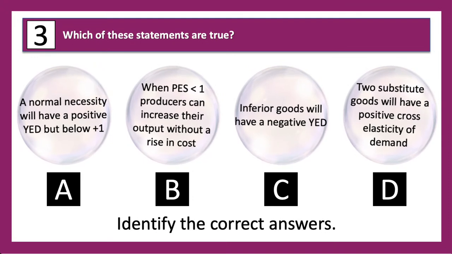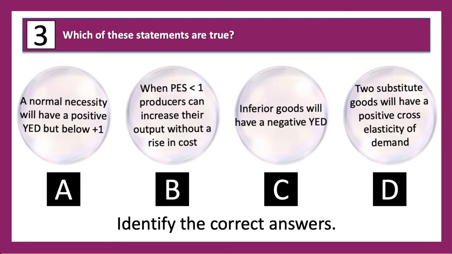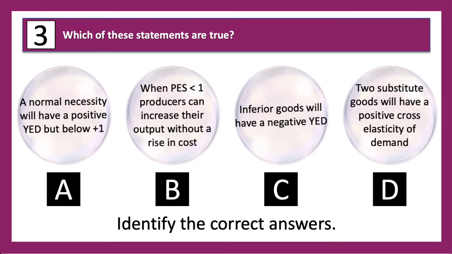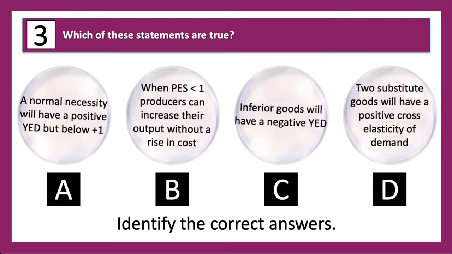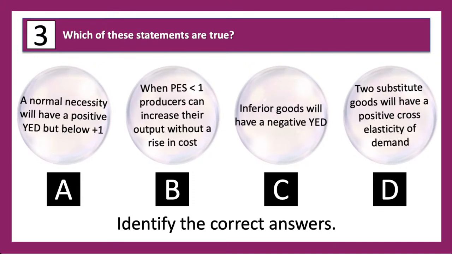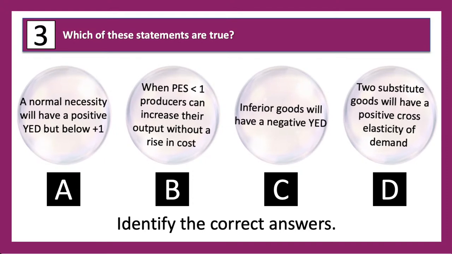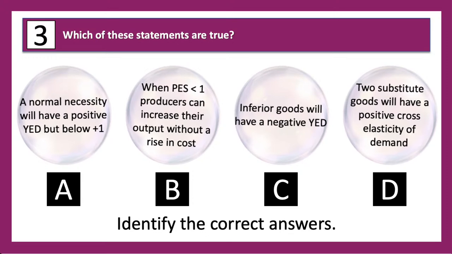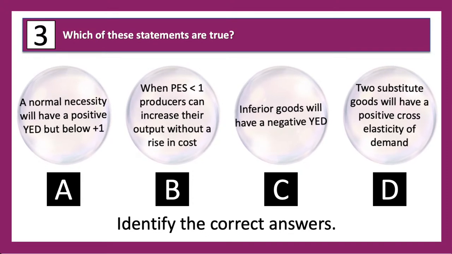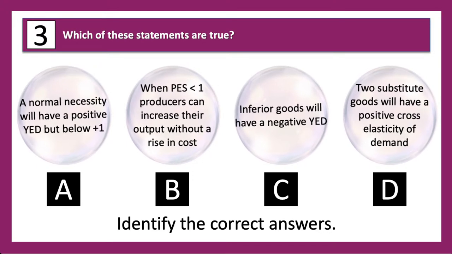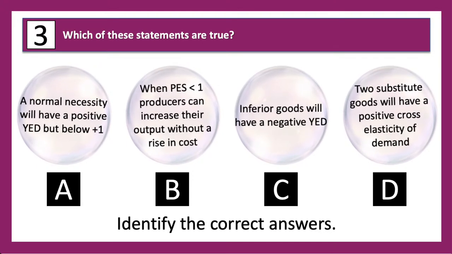What do we think? Jude's gone for A and B. Just give it a few more moments as these answers come through. Which of these statements are true? Het is C and D. A few more seconds. It's always great when people do answer in the chat window. Shah Jilani's gone for A and B. And Bertie has gone for C and D.